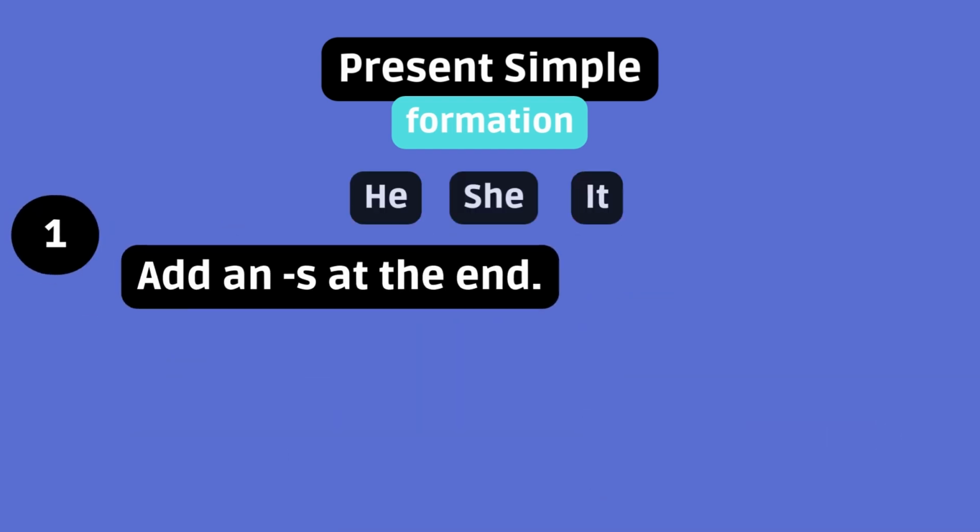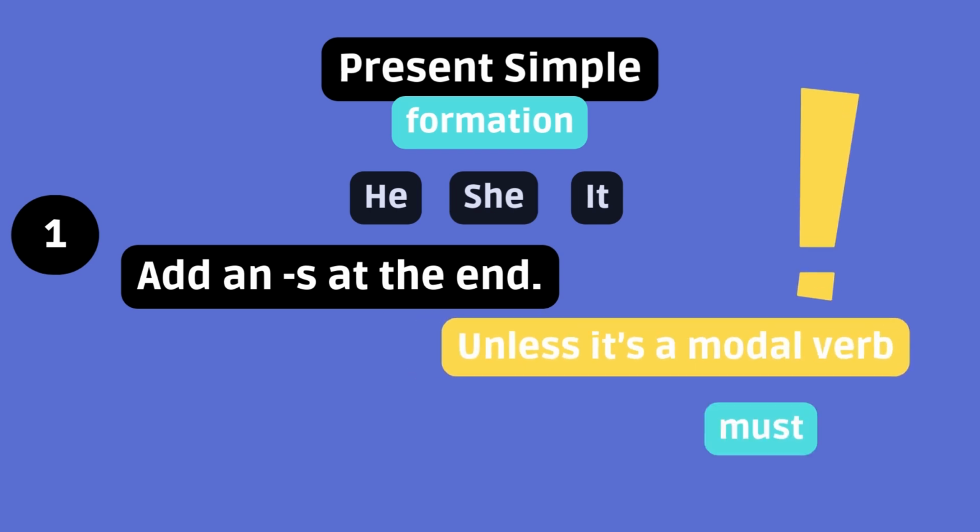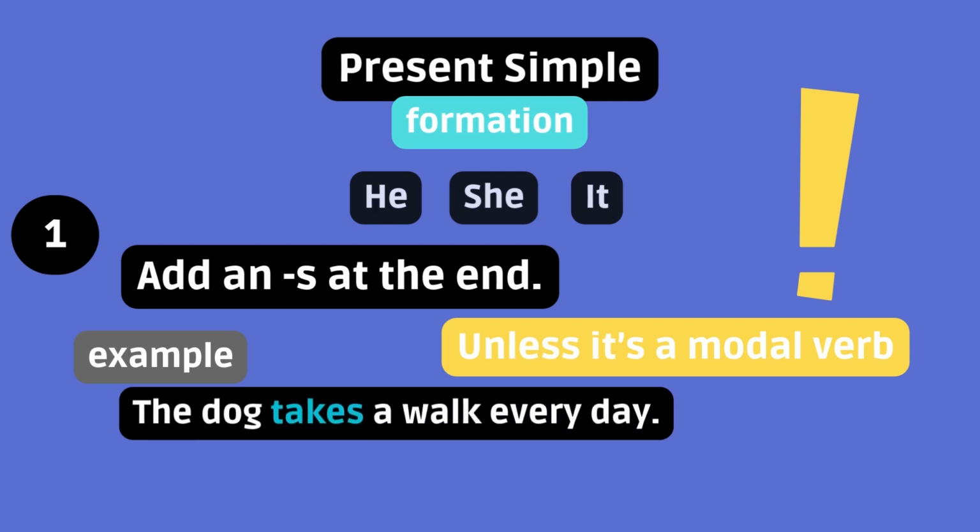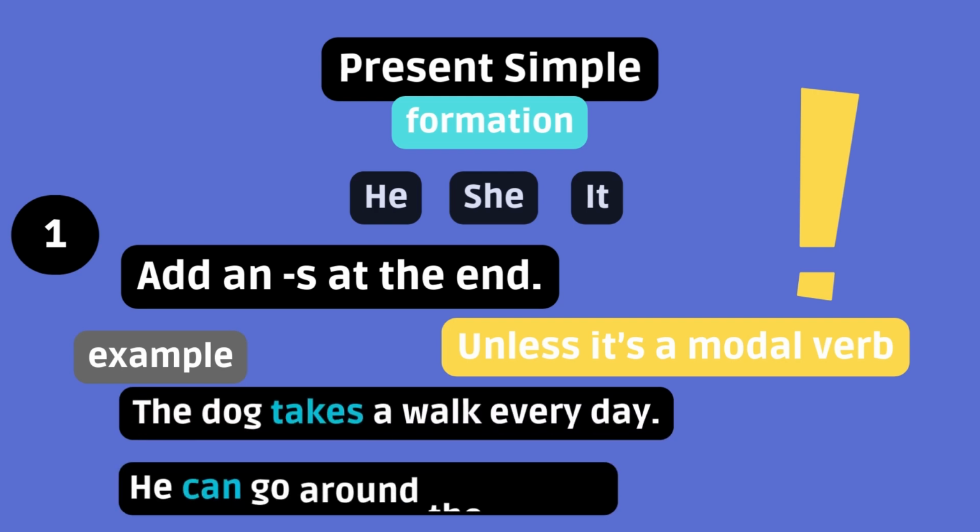Add an S at the end, unless it's a modal verb, such as must, can, or may. These require no change to the base form. Example, the dog takes a walk every day. He can go around the block.